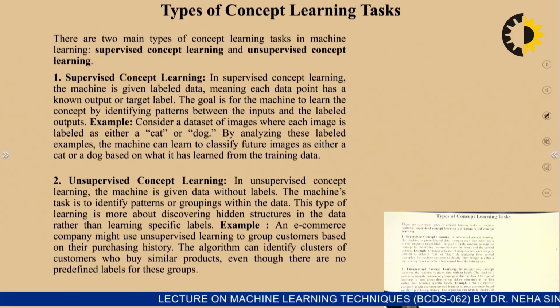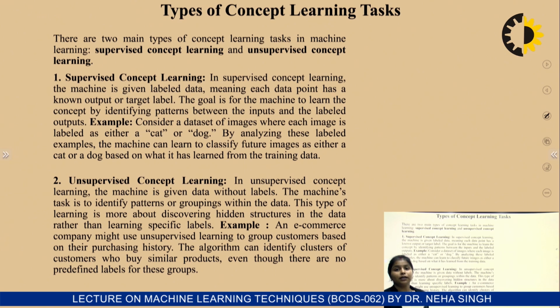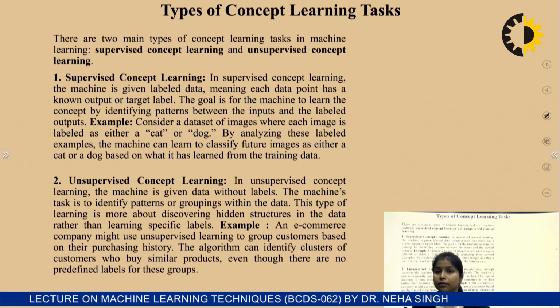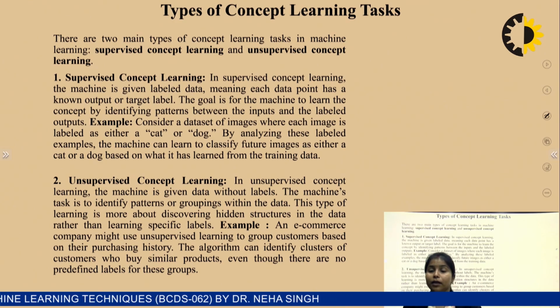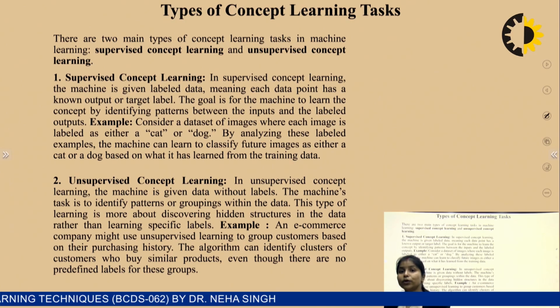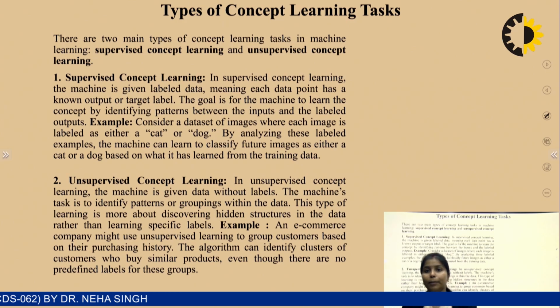Now next is unsupervised concept learning. Unsupervised concept learning deals with unlabeled data, where there is no label, which means no tag is given saying this is a cat and this is a dog. The machine identifies the pattern by itself.